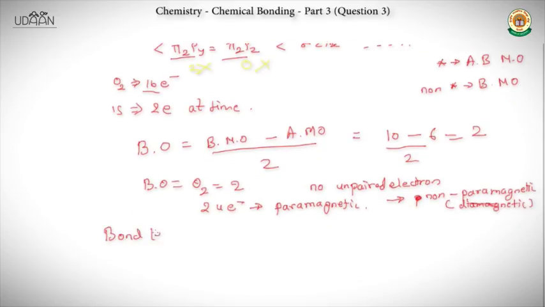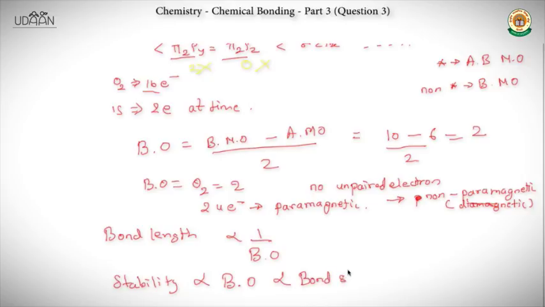Bond length is inversely proportional to bond order. Stability is directly proportional to bond order. And what about bond strength? What is the relation between bond strength and bond length and bond order? Bond strength is also directly proportional to bond order, so it means it's inversely proportional to bond length.